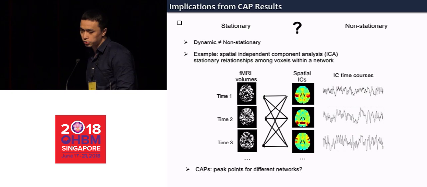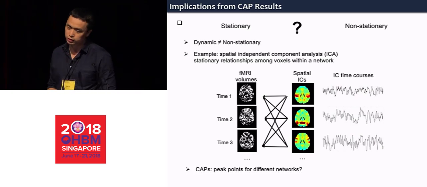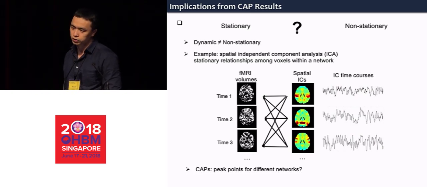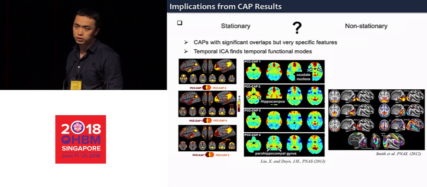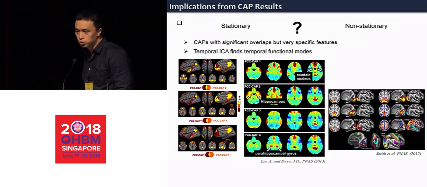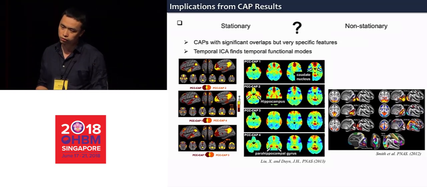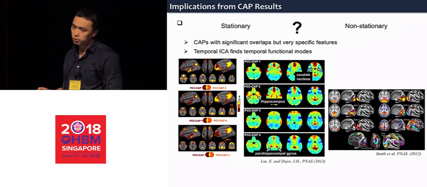How about the CAPs? Based on this, CAP could be just like the peak activity of those different networks. But we actually argue that's not the case. When we use the CAP methods to decompose, for example, the default mode network, we found multiple DMN CAPs, which have significant overlap, but very specific features. For example, those co-activations in very different subcortical structures.